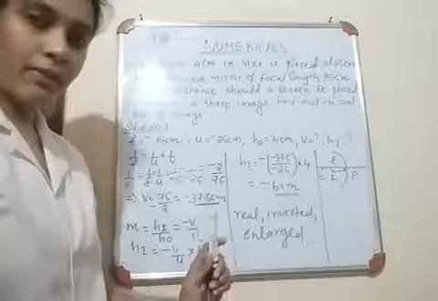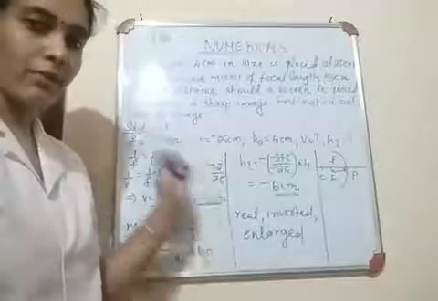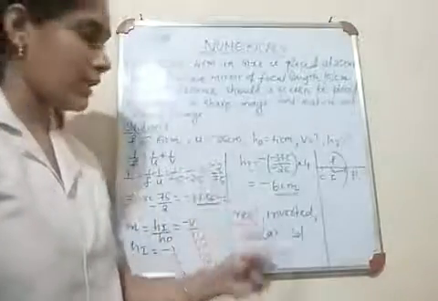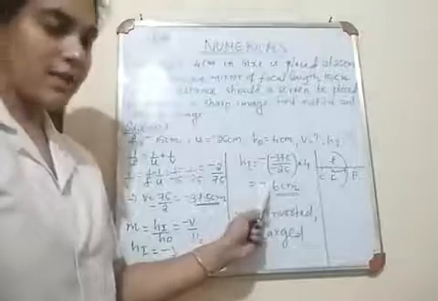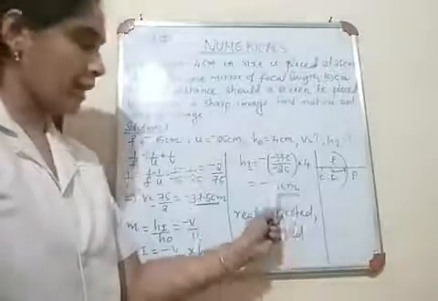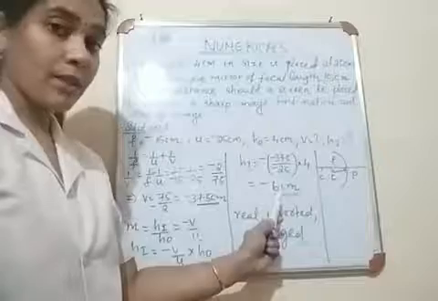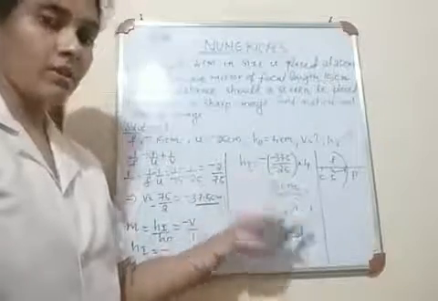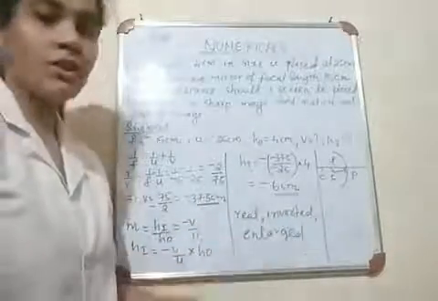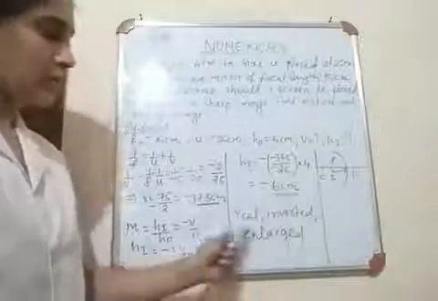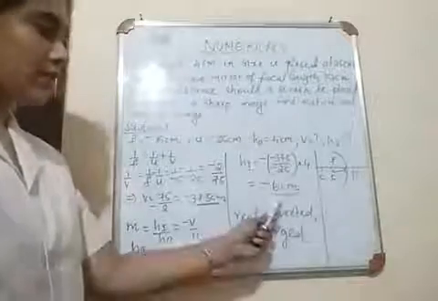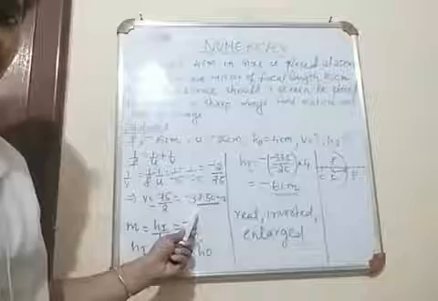And what is the nature of the image? From the magnification value, you can infer the nature. What is that? Minus. So that means it will be real and inverted. And the magnitude is 6, that means 6 is greater than 1, so the image will be an enlarged image. So this is the nature of the image, size of the image and V.